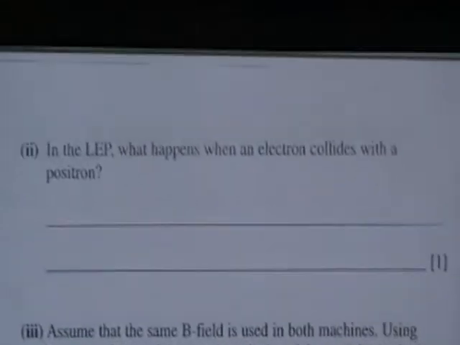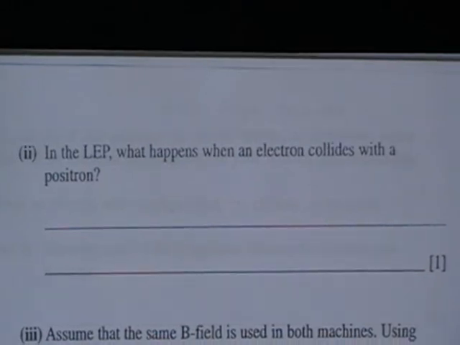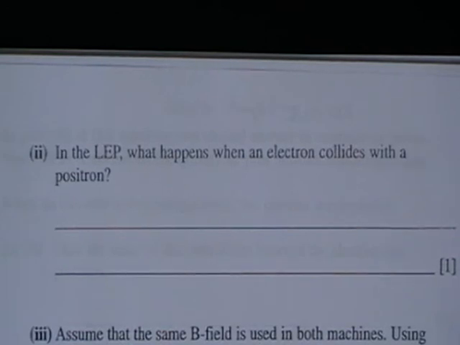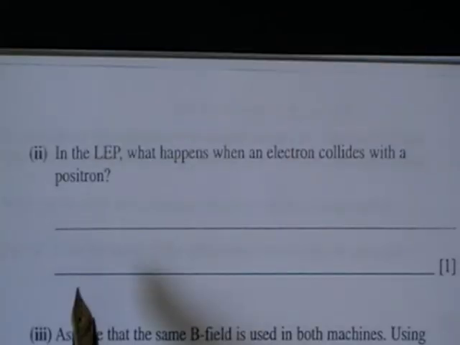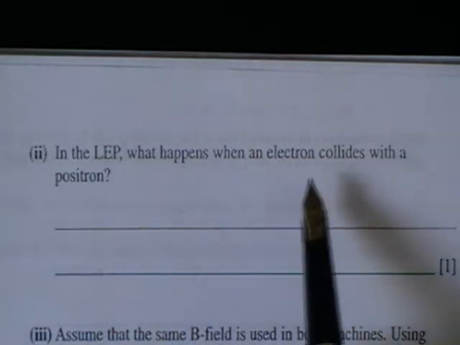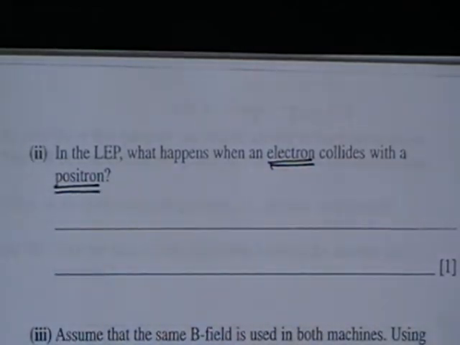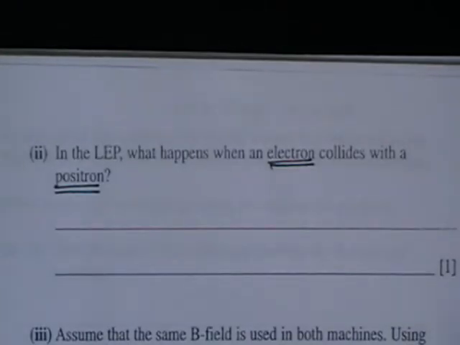Next part of the question is what happens when an electron collides with a positron in the LEP, the Large Electron Positron collider. Whenever an electron collides with a positron, meeting its antiparticle, they annihilate. The term is annihilate, they're not destroyed or wiped out, and as they annihilate they produce two or more gamma photons.